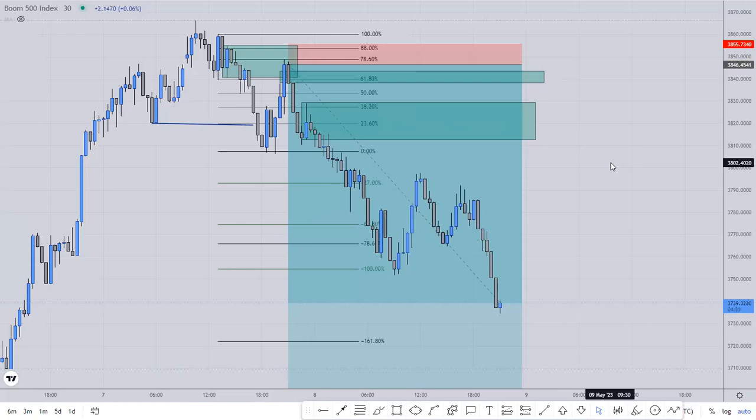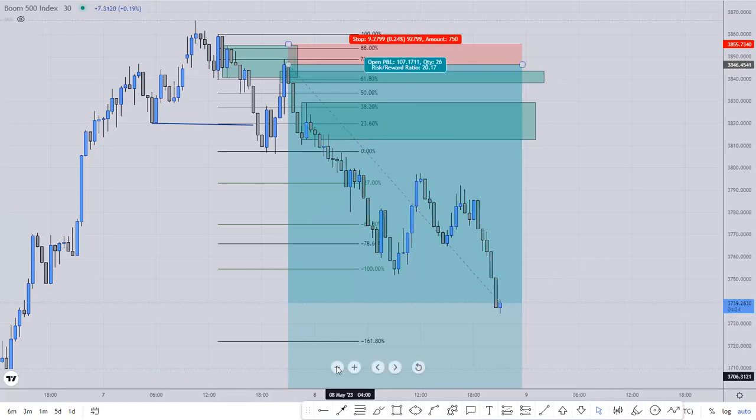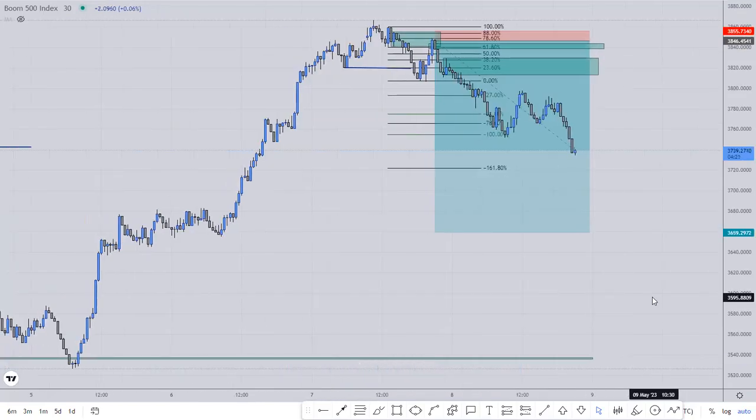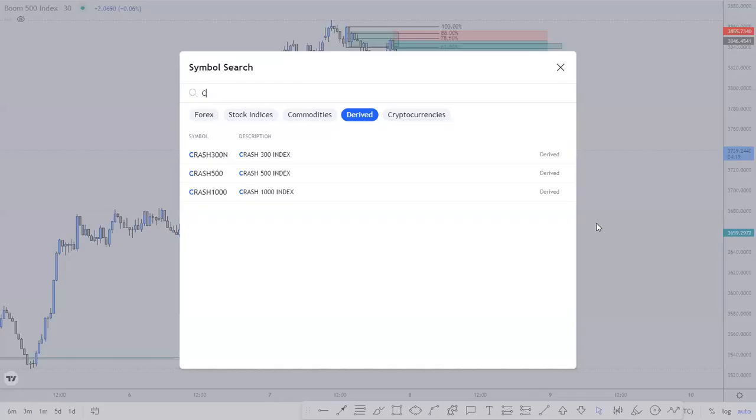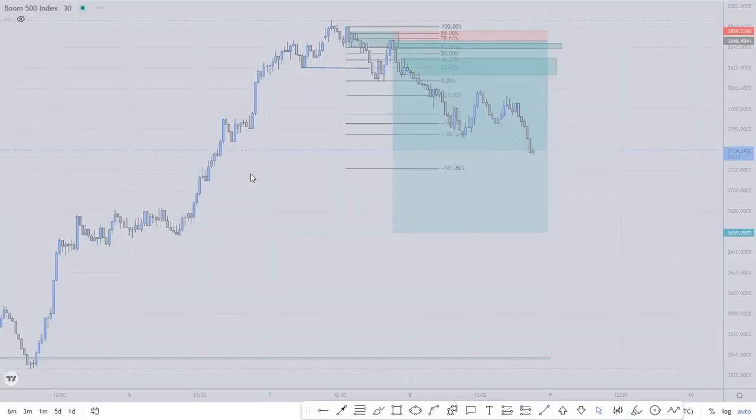Because the keys we have already. These are the keys that I'm actually giving you. So guys, that is it. Boom 500, I did the analysis. Crash 500, I also did the analysis. VIX, I also did the analysis.